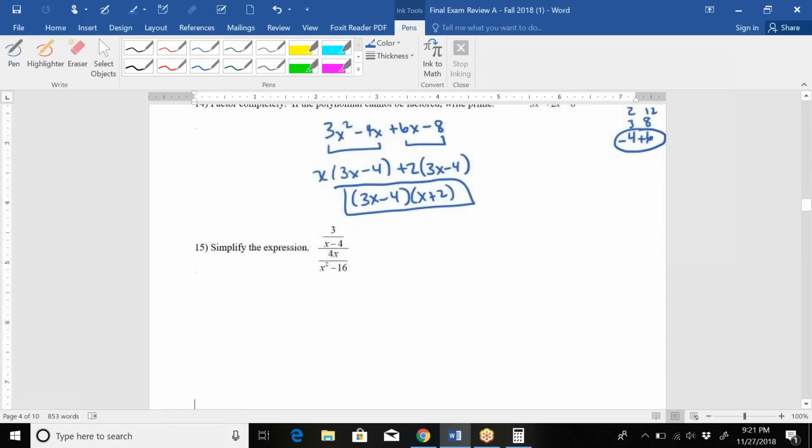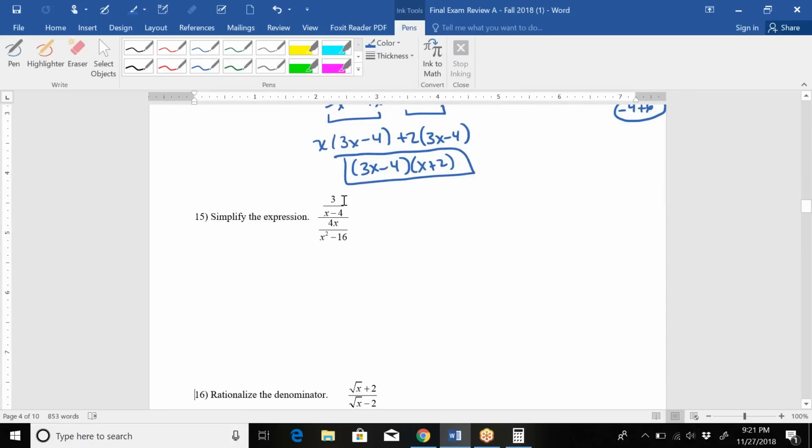Okay, so for number 15, we are doing a fraction divided by another fraction. So we're going to be really multiplying by the reciprocal because we're simplifying this. So we will kick the top and multiply it by the reciprocal of the bottom. I would then recommend factoring anything you can.